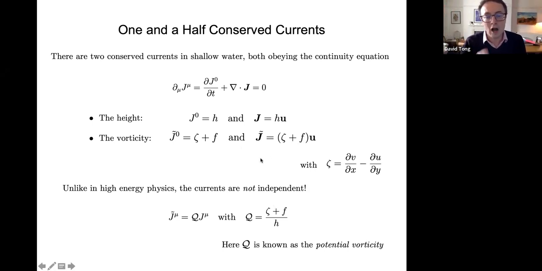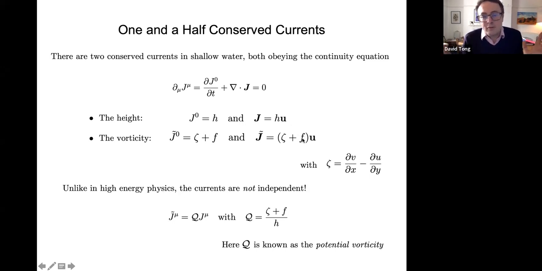But what it means is that unlike anything I've seen in high energy physics, the currents are not independent of each other. It's not really two conserved quantities, it's sort of 1.5 conserved quantities. If you know the charge and you know the velocity, say J0, the thing on the top line, and this charge, then I get the final current for free. Said differently, the currents are always parallel to each other. The vorticity current is always parallel to the height current because everything comes multiplying the velocity.